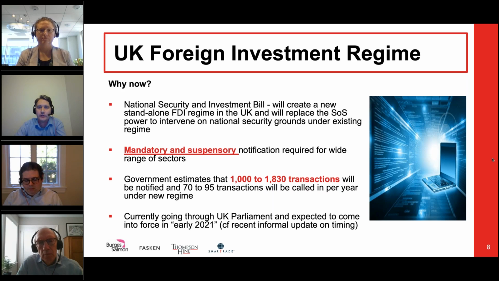And to compare that to CFIUS, which I understand captures around 200 to 300 transactions per year, that really is quite significant. I think it's so significant that actually commentators in the UK are beginning to wonder where will all the resources be to actually start reviewing all of these transactions.